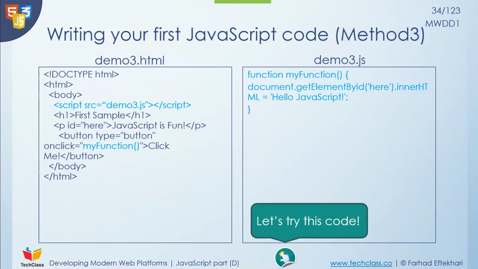Also try this code, copy paste it, and save this part of the code as your demo3.html file, and then here the demo3.js file.